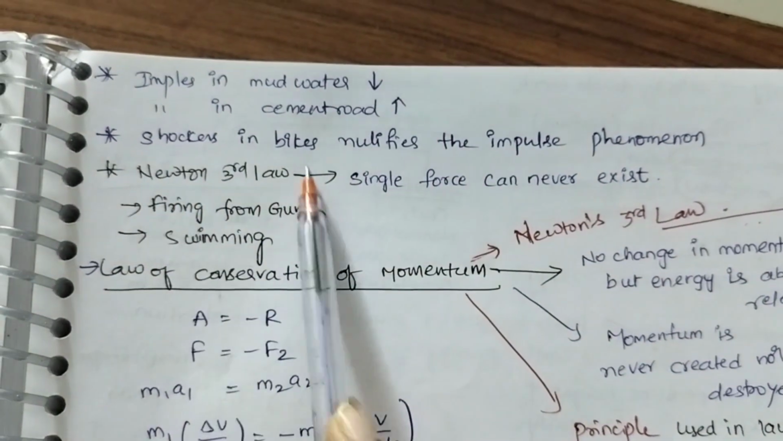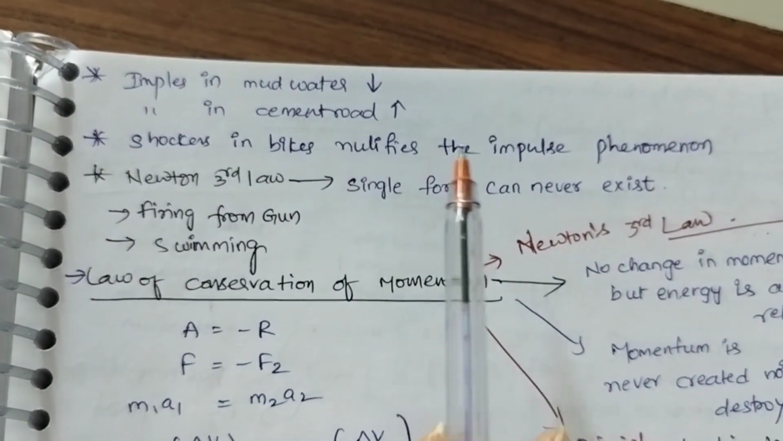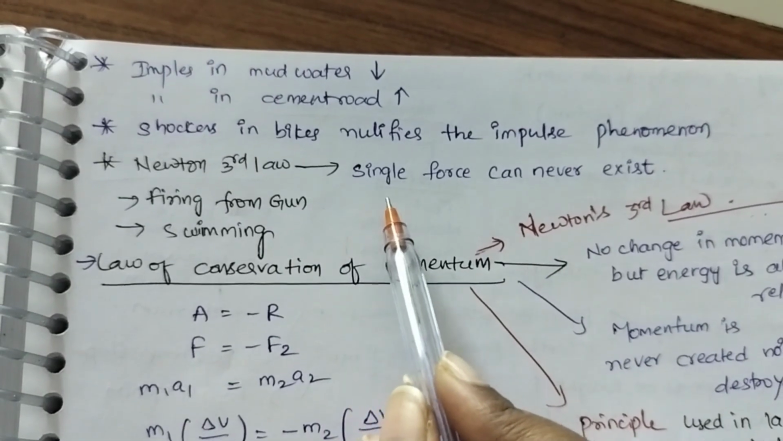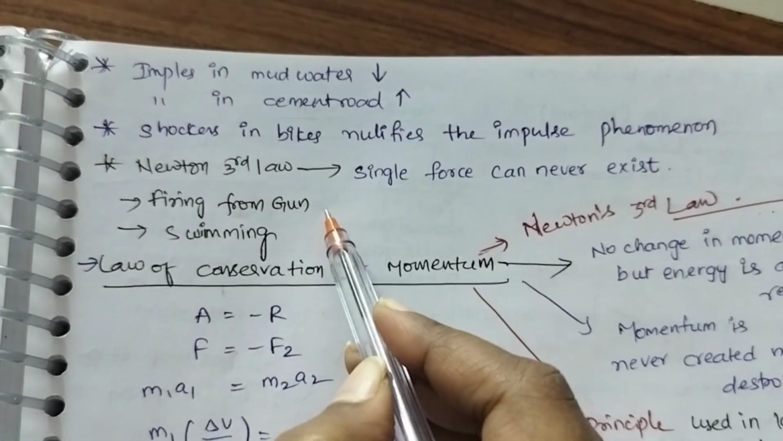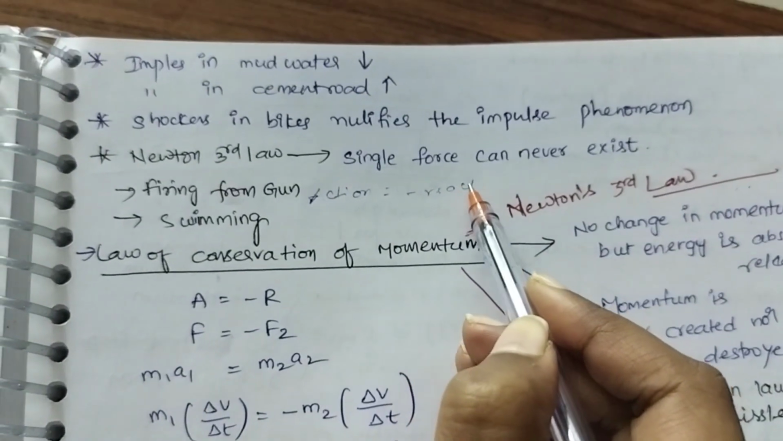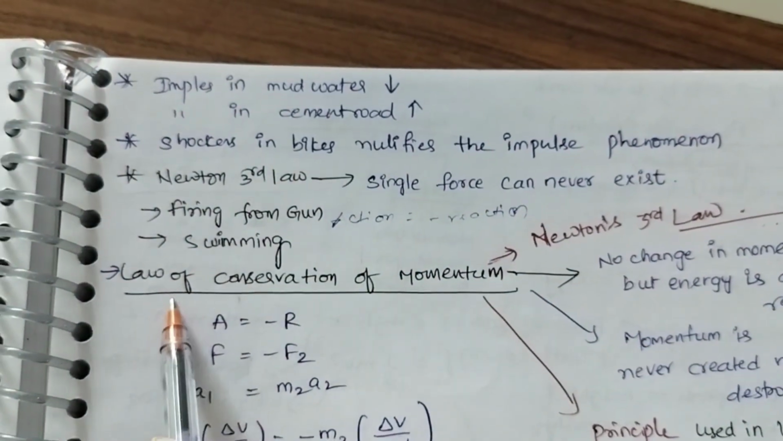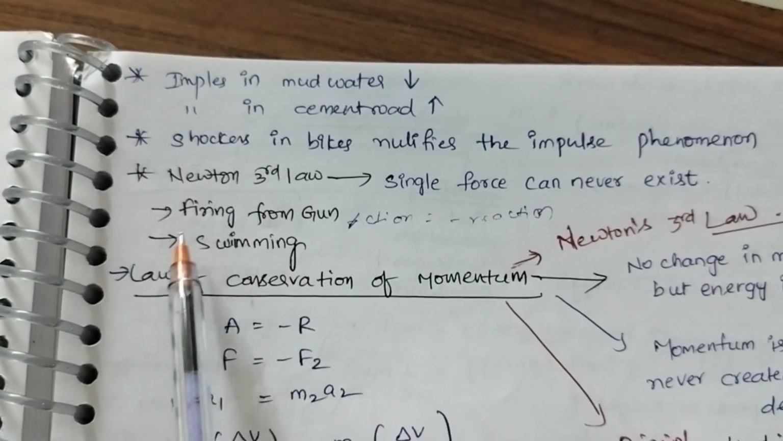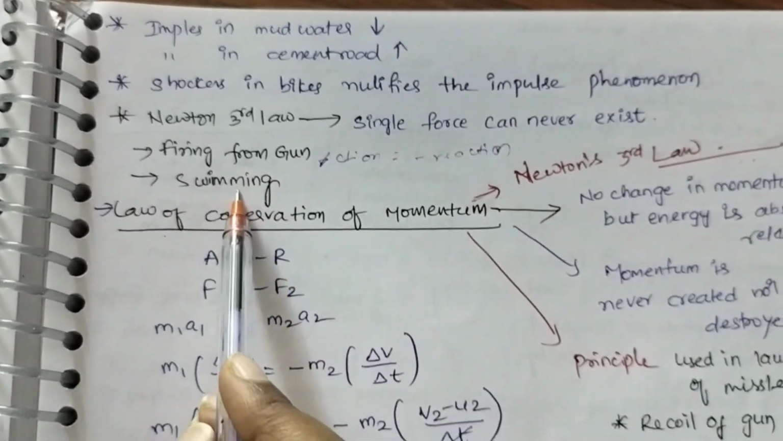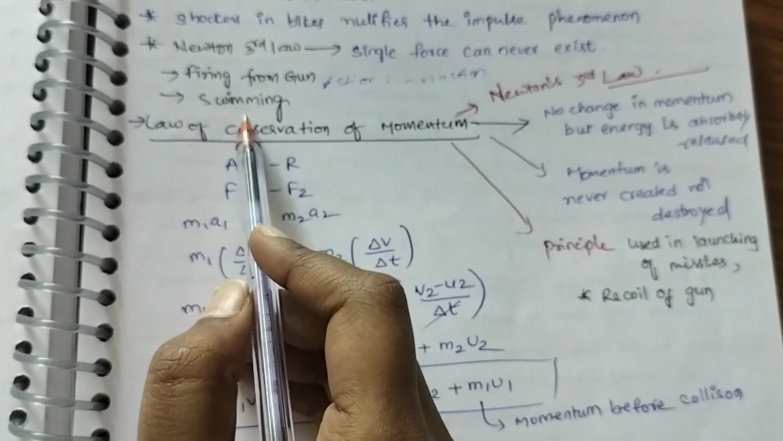We know Newton's third law, a single force never exists, which means when there is an action there is an equal and opposite reaction. So action is equal to minus reaction. What are the examples of Newton's third law? Firing from a gun. In swimming also we use Newton's third law.